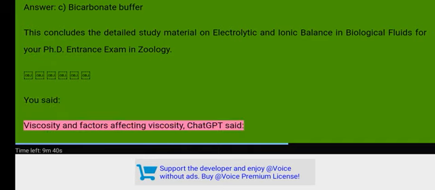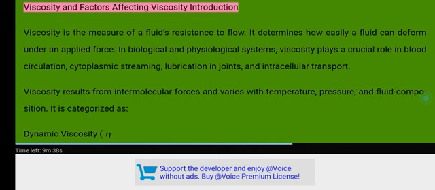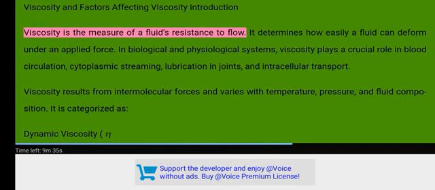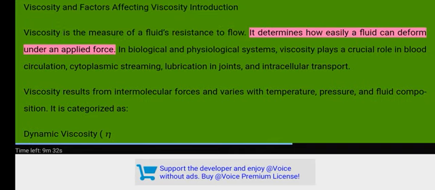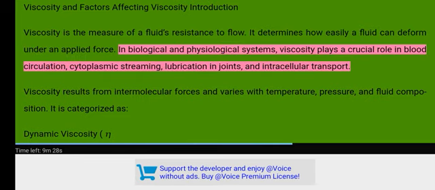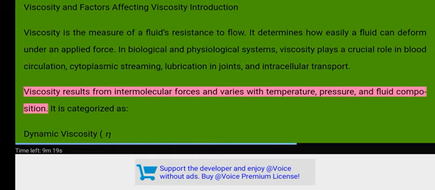Viscosity and factors affecting viscosity. Introduction. Viscosity is the measure of a fluid's resistance to flow. It determines how easily a fluid can deform under an applied force. In biological and physiological systems, viscosity plays a crucial role in blood circulation, cytoplasmic streaming, lubrication in joints, and intracellular transport. Viscosity results from intermolecular forces and varies with temperature, pressure, and fluid composition.